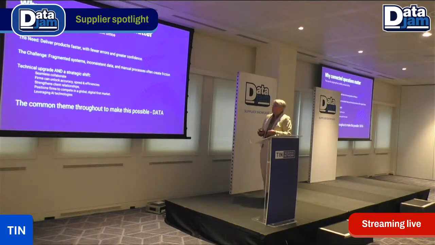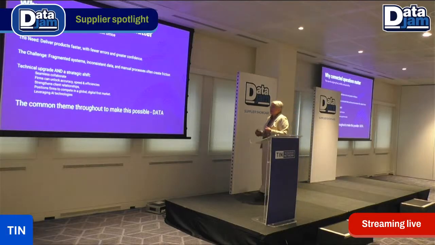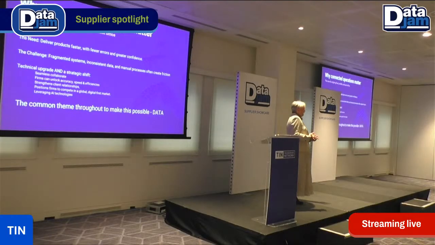So, connected operations matter. We need to deliver products faster. Clients are wanting it, our clients, but also our broking clients. Their clients are wanting to get their quotes quicker. The challenge is we have fragmented systems, inconsistent data, manual processes often create friction. This is probably phrased in 1900 different ways, an incredibly common aspect we all talk about at every one of these lovely conferences that we all get together with.